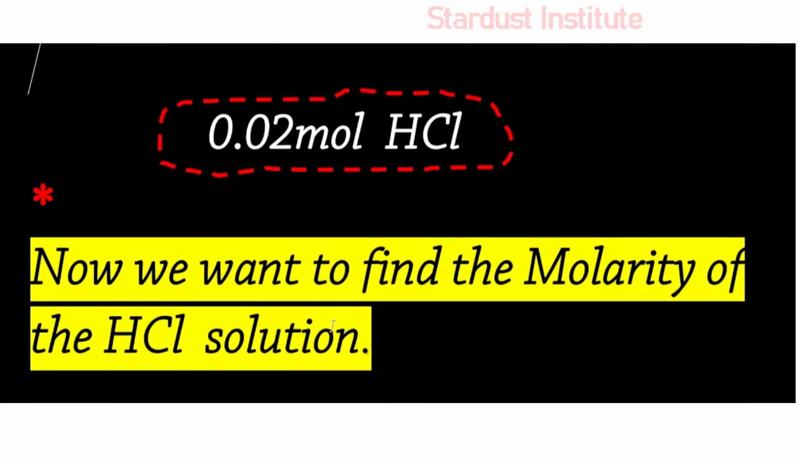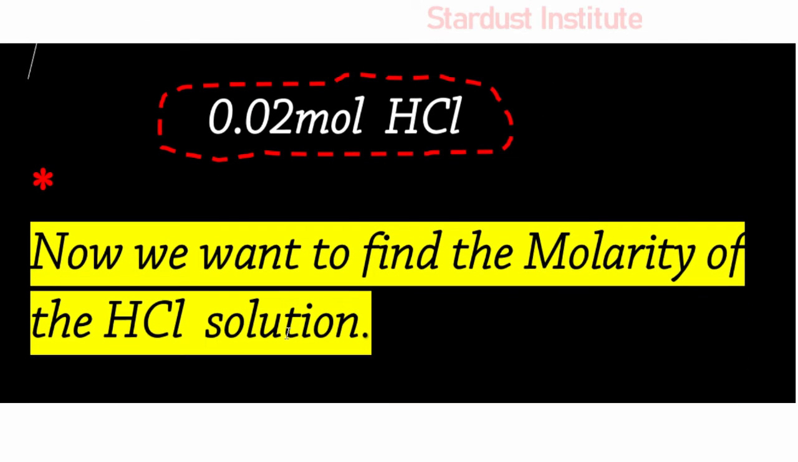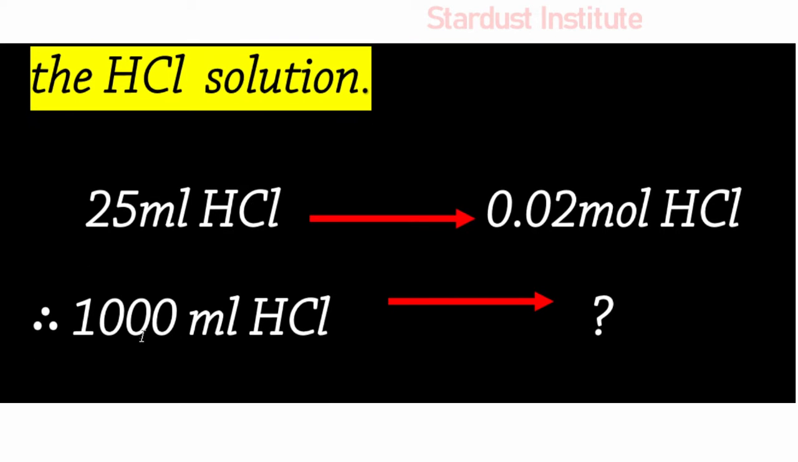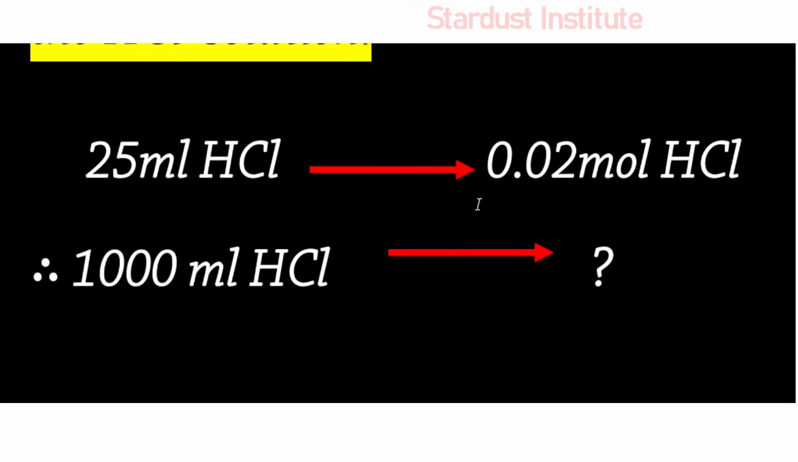Now, we want to find the molarity of the HCl solution. We know in 25 milliliters of this HCl solution, there are 0.02 moles of HCl. Therefore, in 1000 milliliters of this HCl solution, how many moles of HCl are there? It is molarity. We can find the answer in this way.